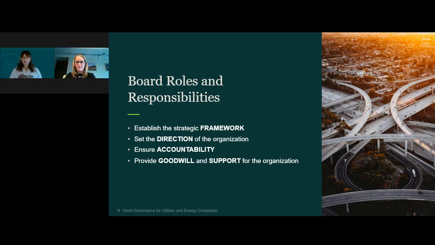Every board has basic responsibilities. There are responsibilities by law, things like the duty of care and fiduciary responsibility, but ultimately the board does some really core things. They establish the strategic framework for the organization. They set the direction overall. What is our mission? What is our vision? Where are we going? How are we getting there? They ensure the accountability of the performance toward those goals. And they also provide goodwill and support.